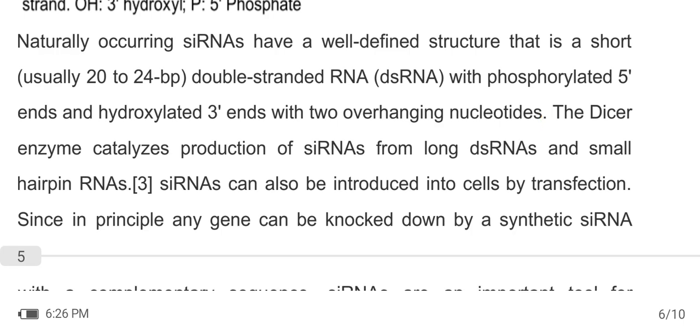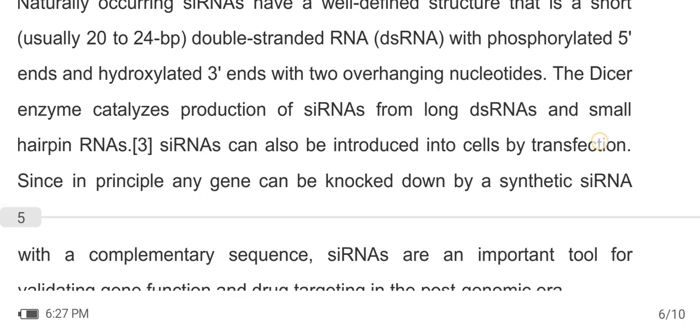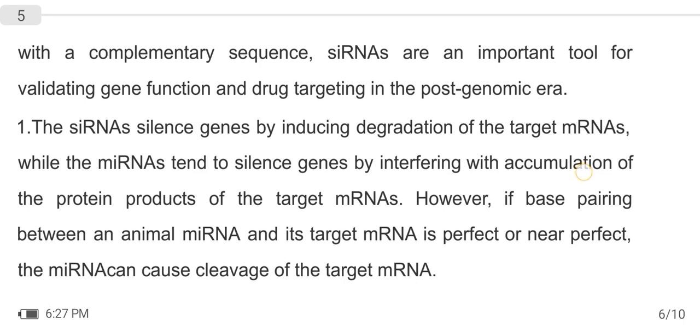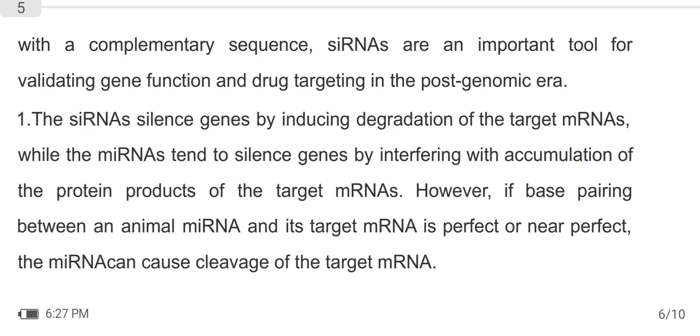The naturally occurring siRNA have a well-defined structure, that is a short, usually 20 to 24 base pair double-stranded RNA, dsRNA, with phosphorylated 5' ends and hydroxylated 3' ends with two overhanging nucleotides. The dicer enzyme catalyzes production of siRNA from long dsRNAs and small hairpin RNA. siRNA can also be introduced into cells by transfection, since in principle the gene can be knocked down by a synthetic siRNA with a complementary sequence. siRNA are an important tool for validating gene function and drug targeting in the post-genomic era.